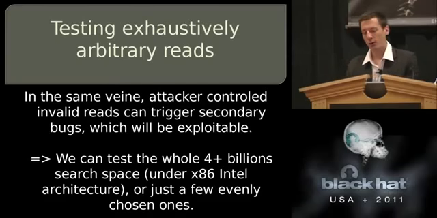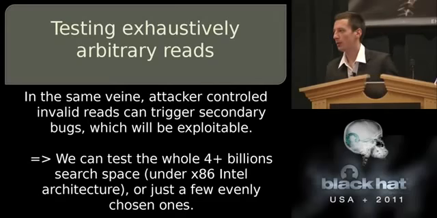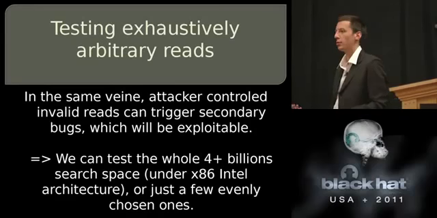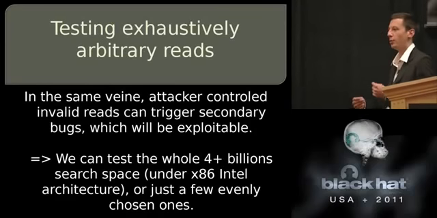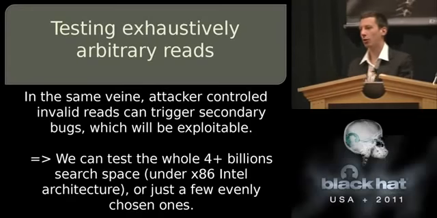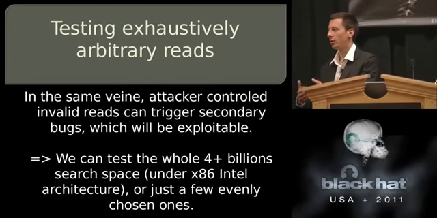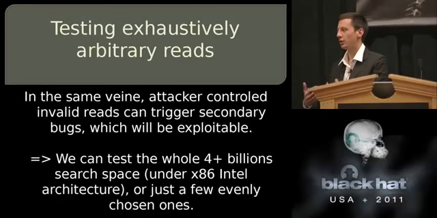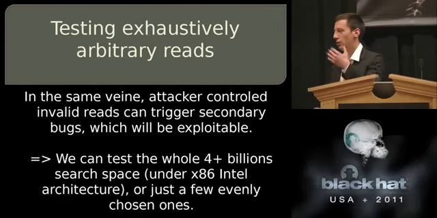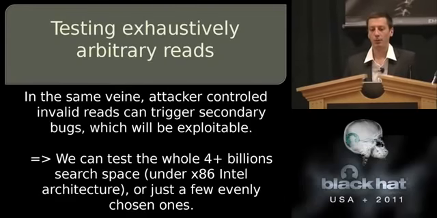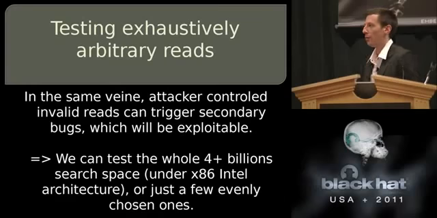So we can check for arbitrary reads, but that's not really very effective in the sense that memory reads are not directly exploitable. But we can check if performing a controlled invalid read, so making the application read from a location we control and reading a value we control and putting it into a register to do something else, is going to trigger later on another vulnerability which is easier to exploit.